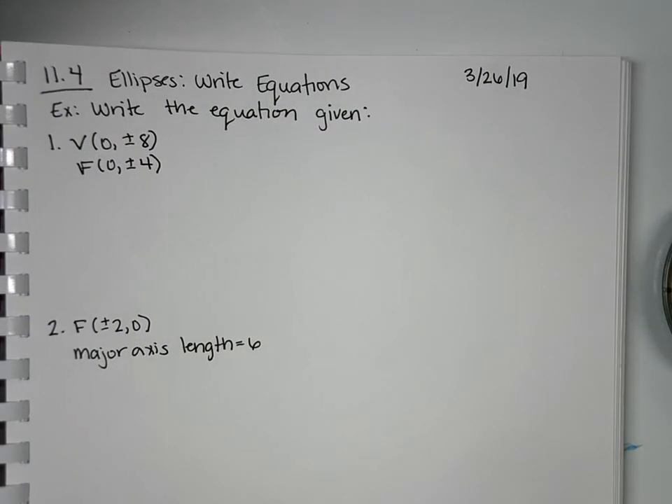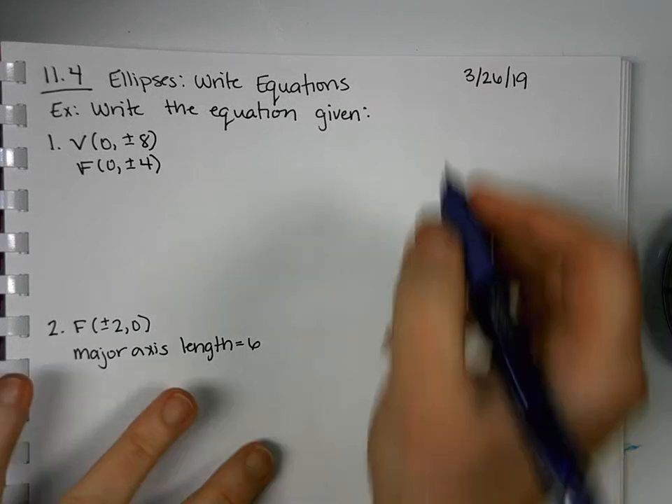Alright, so today we did in class the sketching of ellipses and all those formulas that go with it. And so what we're going to look at next is how to work backwards, where we're given information about an ellipse and we have to write the equation. So we do need to remember what that standard form is.